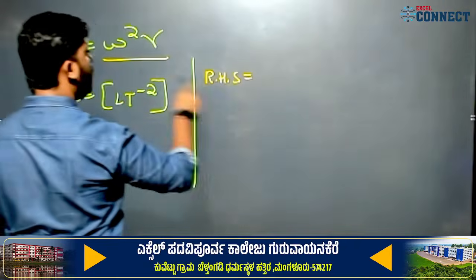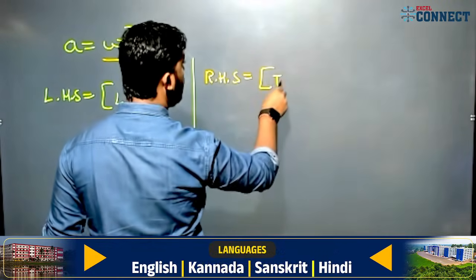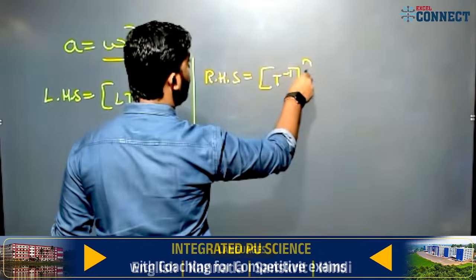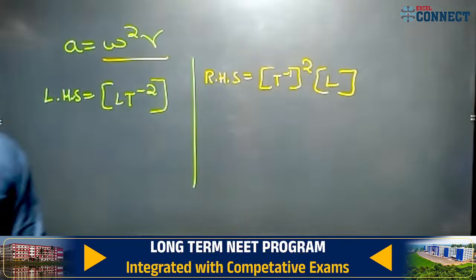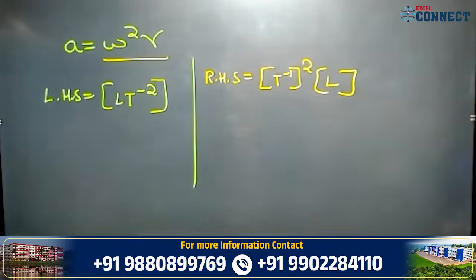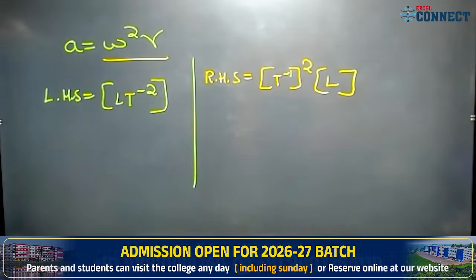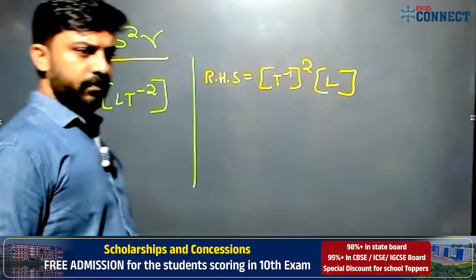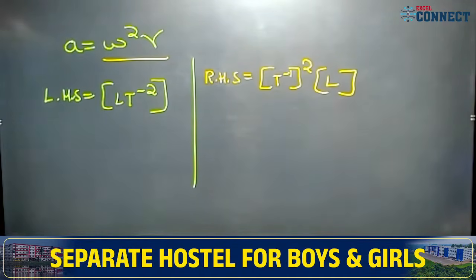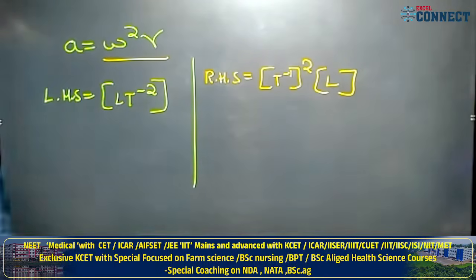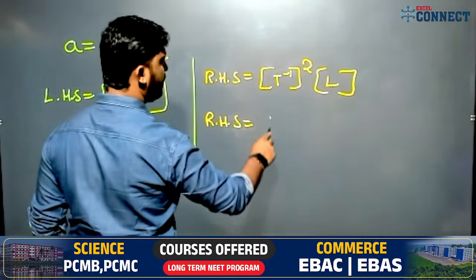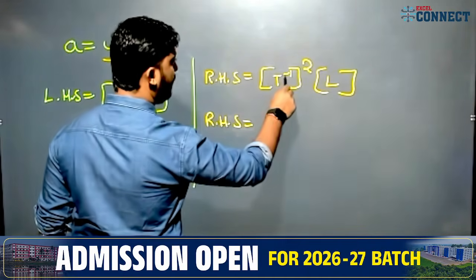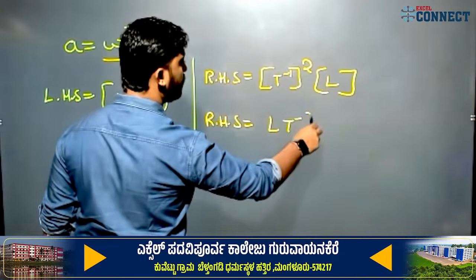On RHS we have omega. Omega, the dimension, what do we get now? T^-1 whole square. What is R? R is radius. Radius is a type of length. Okay, radius is nothing but length. Solve this and what do we get? RHS, it is L T^-1 into 2, that is T^-2.